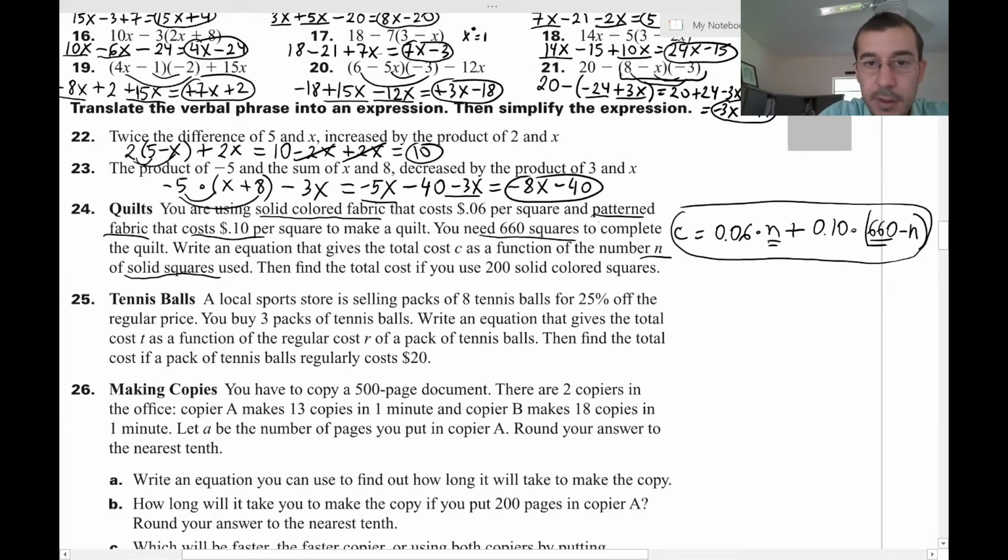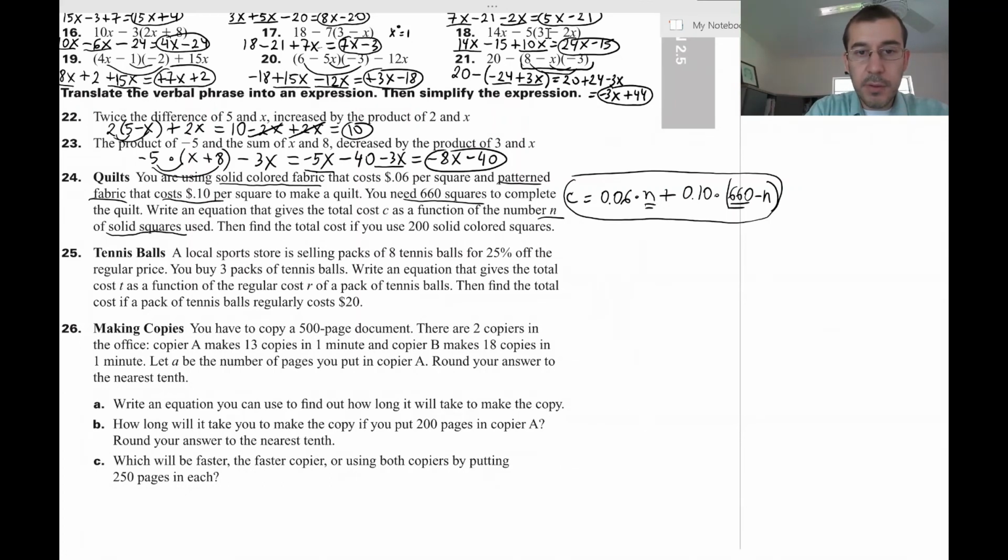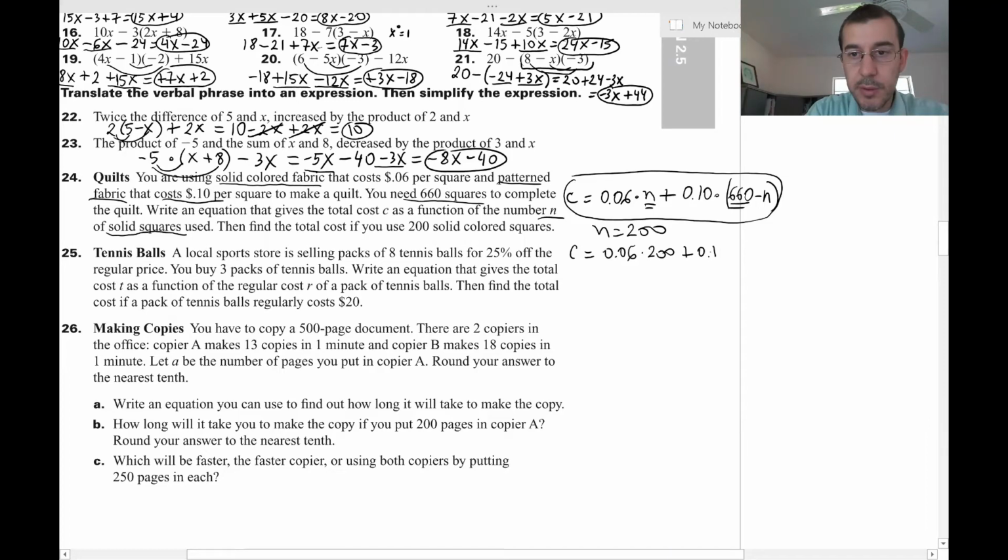Okay, and that's the first question. Write an equation that gives the total cost C as a function of the number n of solid squares used. Then find the total cost if you use 200 solid colored squares. So n is 200. So the total cost is going to be 0.06 times 200 plus 0.10 times 660 minus 200.